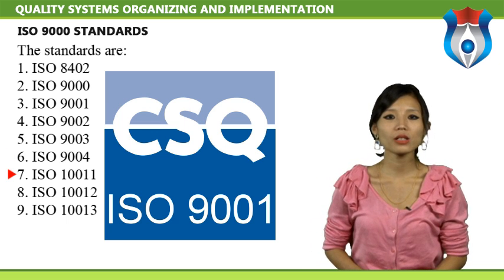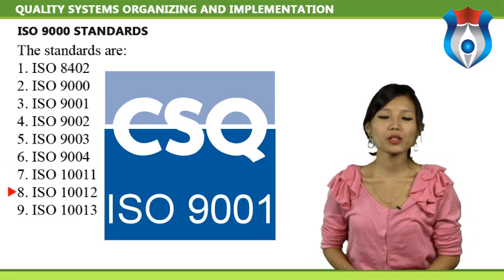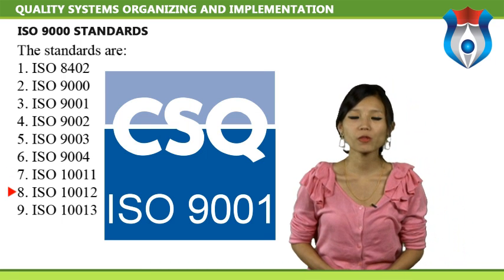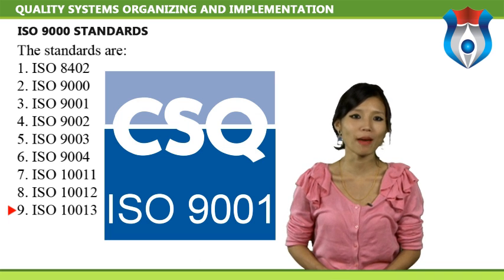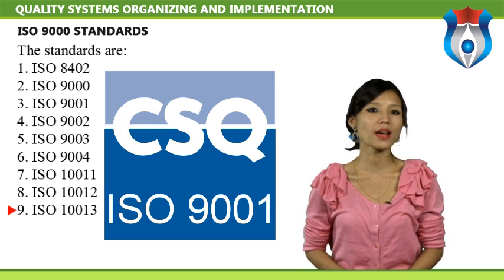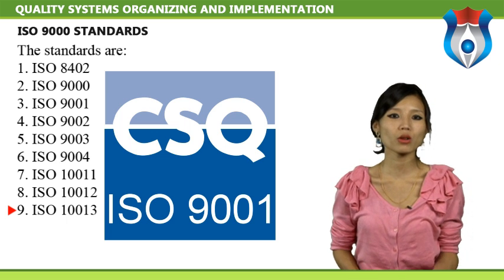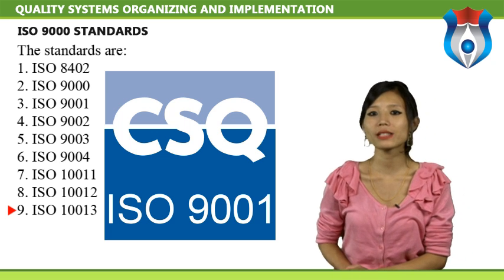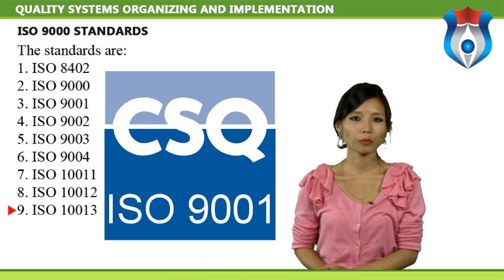ISO 10011: guidelines for auditing quality systems. ISO 10012: requirements for measuring equipment. ISO 10013: guidelines for quality manuals. ISO 9000 and ISO 9004 are guideline standards. They describe what is necessary to accomplish the requirements outlined in standard 9001, 9002 or 9003.